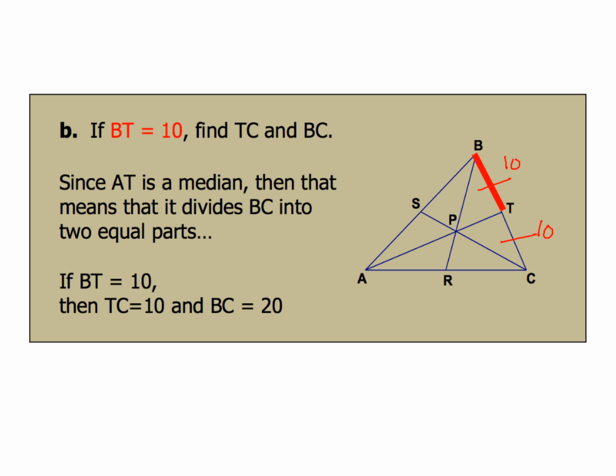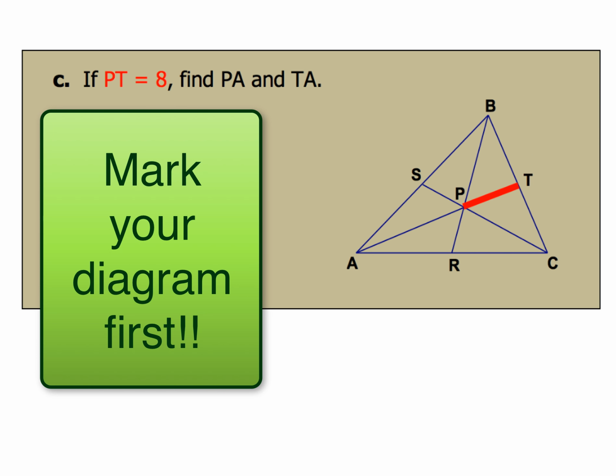Now, if BT's 10, then that means the TC part, well, that part's also 10. And BC, well, the whole thing, that's really easy to calculate. That's just those two numbers added up, you get 20. All right, not bad. You got this stuff. Now, here we're going to go back inside the triangle. We're told PT is 8. All right, so I'm going to write that down right here. PT is 8. Find PA and TA.